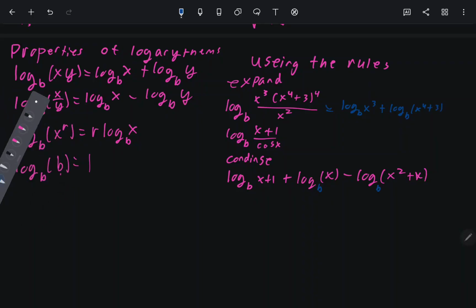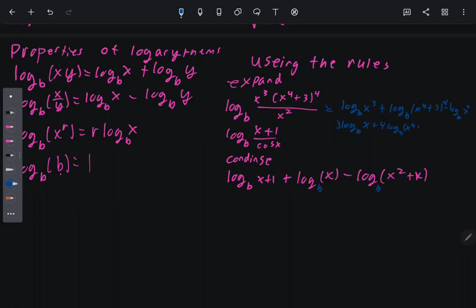I'm going to move this now to the left side. Minus log base b of x squared. Now we can also bring the exponents out in front. So we would get 3 log base b of x plus 4 log base b of x to the fourth plus 3 minus 2 log base b of x.